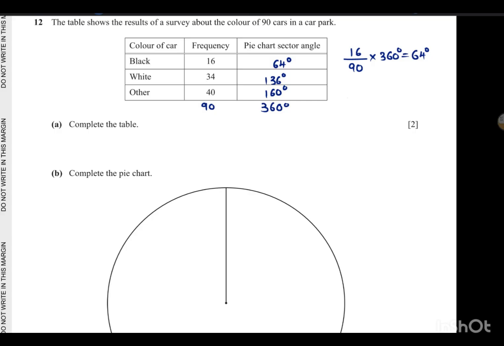Now question B, complete the pie chart. This part I have done in another video, and I have put it in the description. You can go through that video to see how to draw and complete this pie chart.